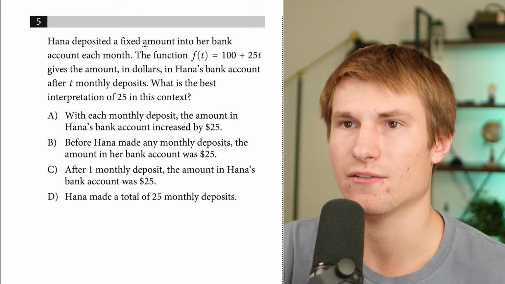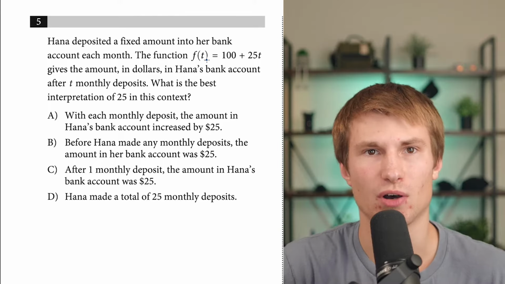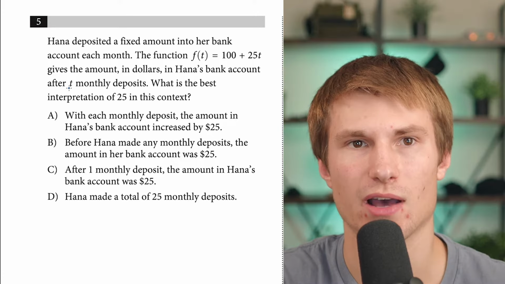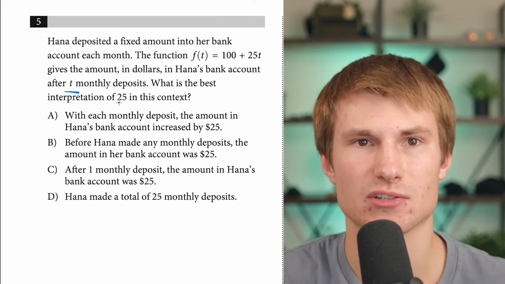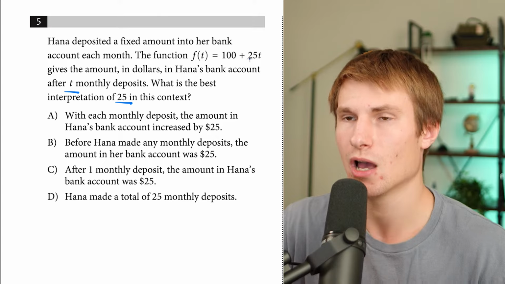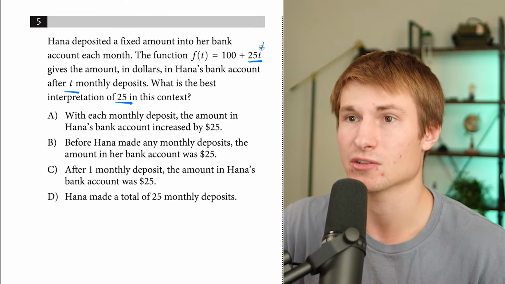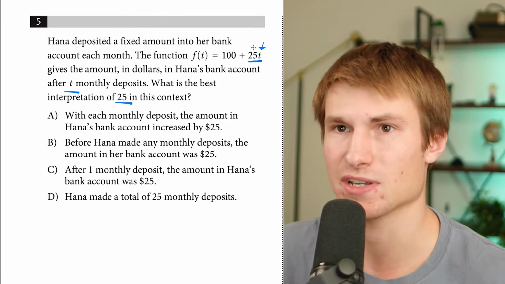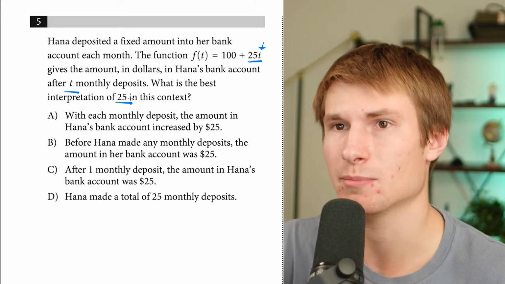Hannah deposited a fixed amount into her bank account each month. The function f of t equals 100 plus 25t gives the amount in dollars in Hannah's bank account after t monthly deposits. What is the best interpretation of 25 in this context? Well, we know that 25 is going to be associated with t, which is the number of monthly deposits she makes.